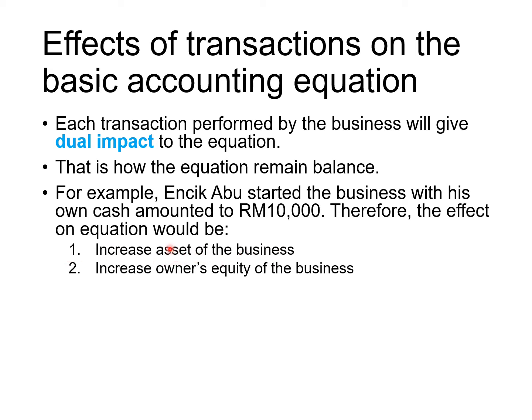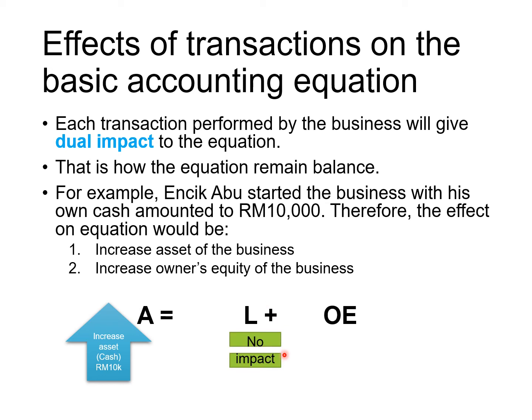Asset tu dalam bentuk cash. Dan juga increase owner's equity of the business, sebab duit dia sendiri dia masukkan dalam perniagaan tu. So, what will happen? A equal L plus OE. So, A meningkat, increase asset which is cash sebanyak 10,000. L ni ada apa-apa tak? No impact sebab dia bukan duit yang supplied by external parties.